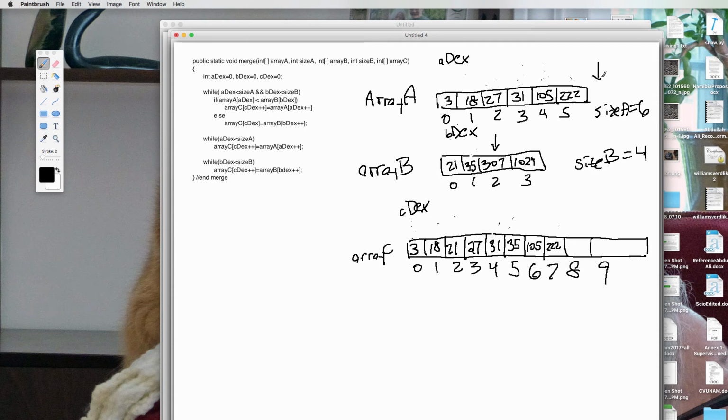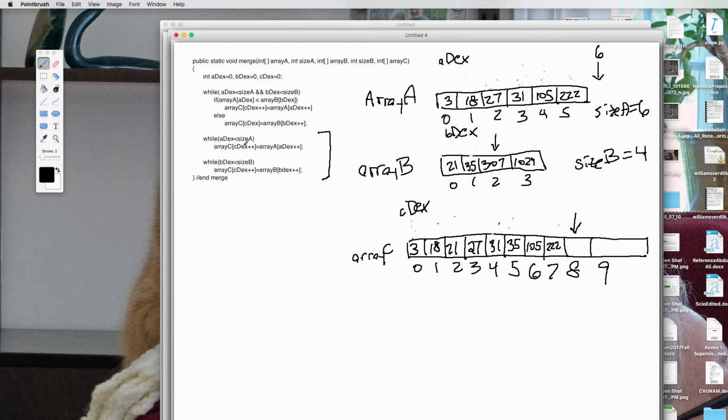Here's A dex. Here's C dex. Okay, so A dex now has the value 6. And what happens up here, look at the condition controlling this while loop. While A dex is less than size A, well, this is no longer true. Okay, so I'm going to jump out of the loop and I jump down to this part of the code. Now you can see what's happening over here. I'm either copying the contents of the remaining part of A over to C, or I'm copying the remaining parts of B over to C.